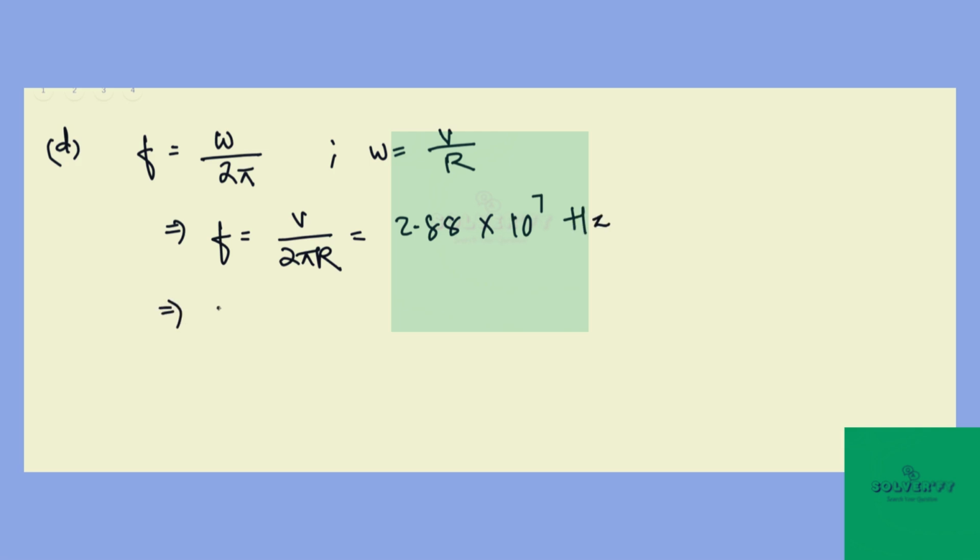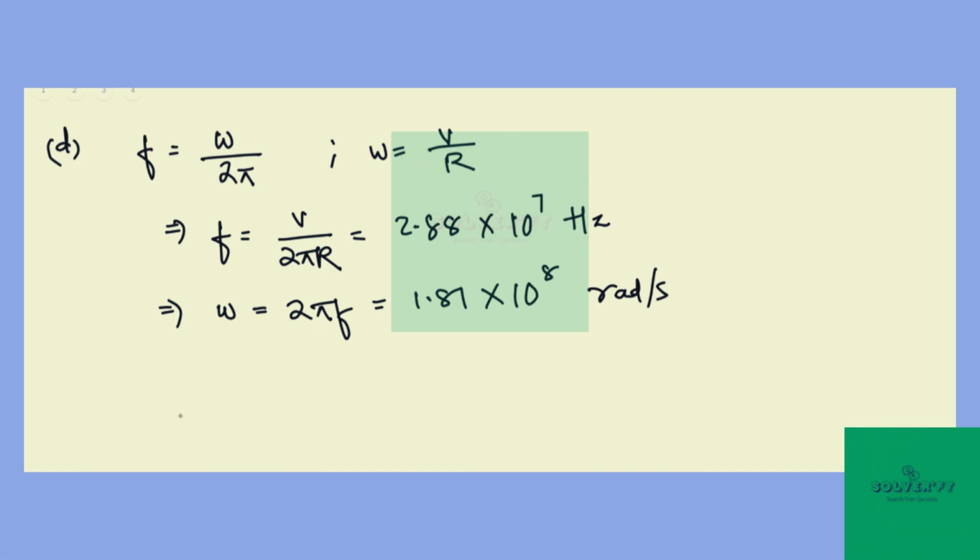And so omega will be equal to 2 pi f from this equation, and this is going to be equal to 1.81 times 10 to the power 8 radians per second.